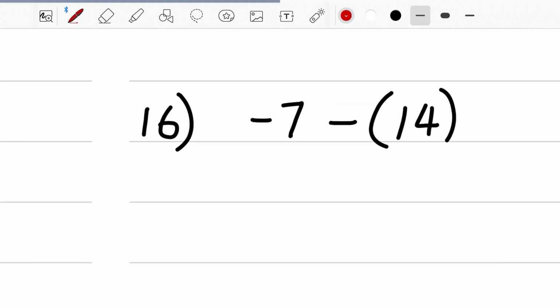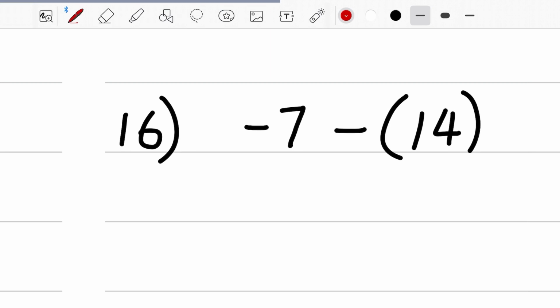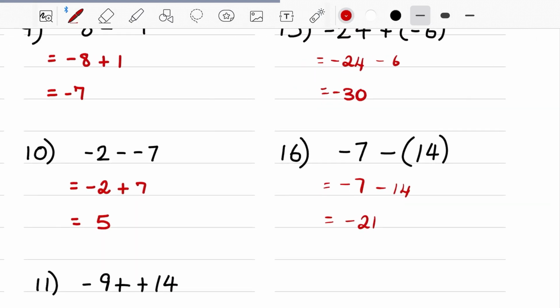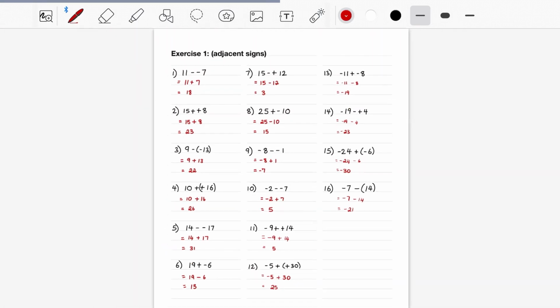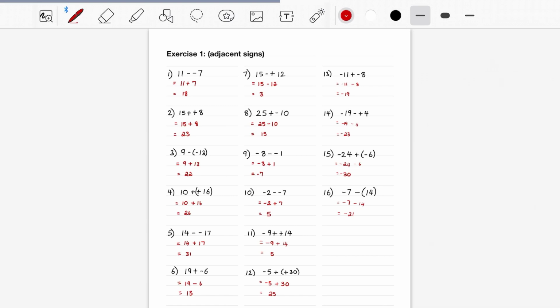And for question 16, we have minus 7 minus 14. Now there's no sign before this 14, so we take it to be positive. So we take this as positive 14, which means we have a minus plus in the middle. So it simplifies to minus 7 minus 14, which is minus 21. And those are your answers for this exercise.